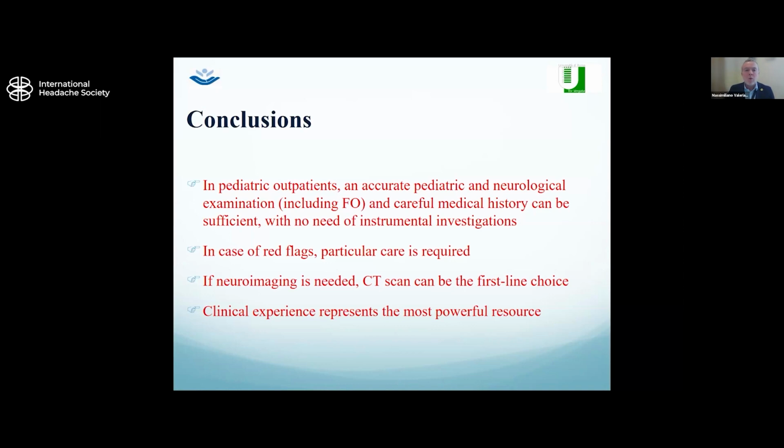Of course, we must be particularly careful whether there are some red flags. If we need neuroimaging, CT scan can represent the first choice examination. And of course, I have to conclude that probably the clinical experience in pediatric headache represents the most important tool we have. I began to deal with pediatric headache around 25 years ago, and at the time, I asked for much more instrumental investigation than I do now. Thank you very much for your attention.